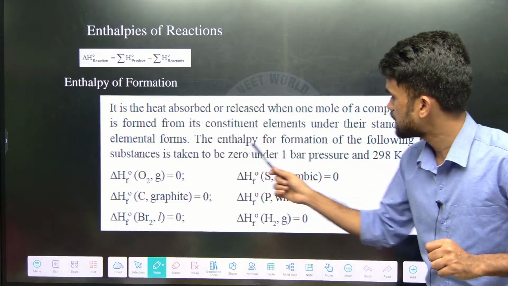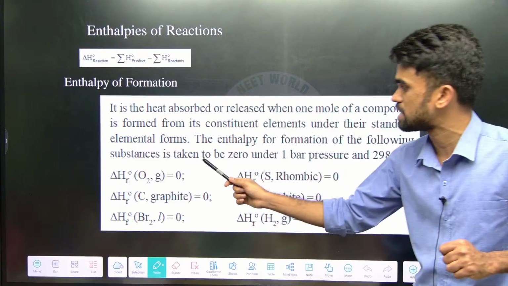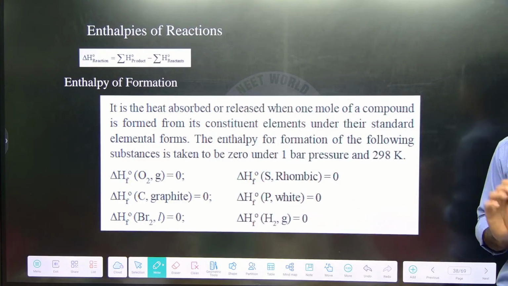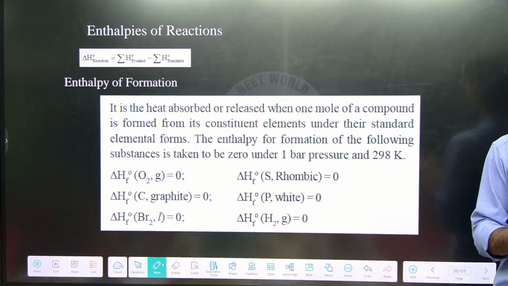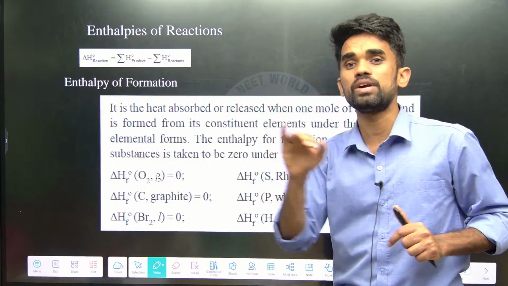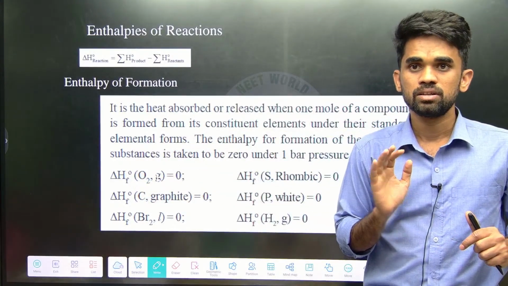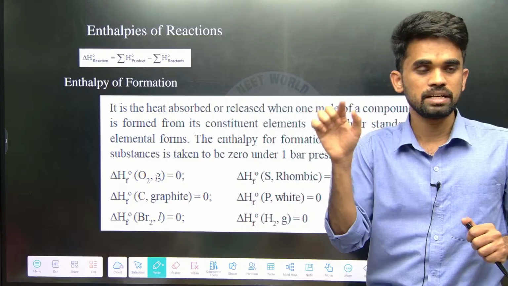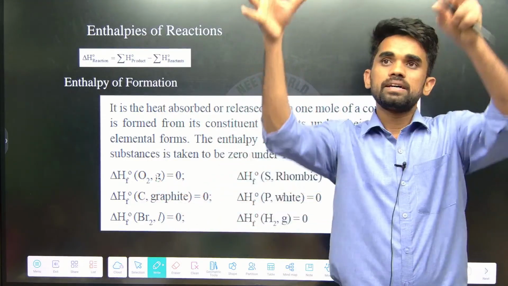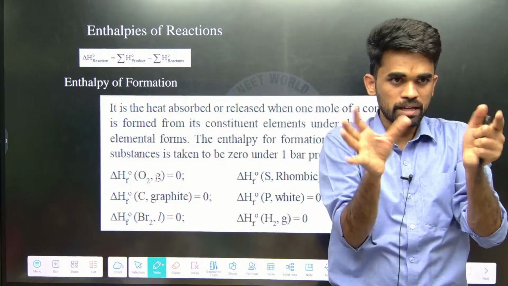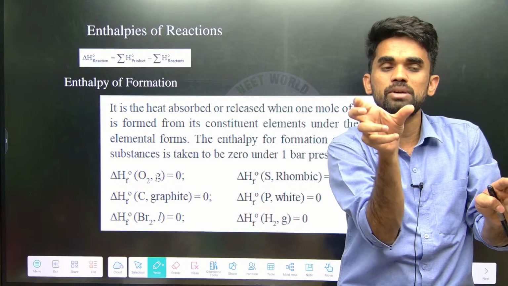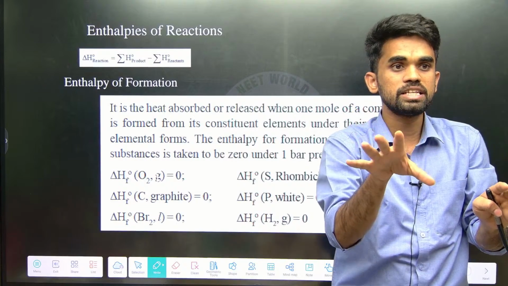Then next, the enthalpy of formation of the following substances is taken to be 0 under 1 bar and 298 Kelvin. It means at room temperature, at room conditions. What are the things you need to consider? See, oxygen at room conditions, how does it exist? O2 in the gaseous state. Since it exists as O2 in the gaseous state, in nature, are you preparing oxygen? It is existing naturally. So the enthalpy of formation of O2 will be taken as 0.